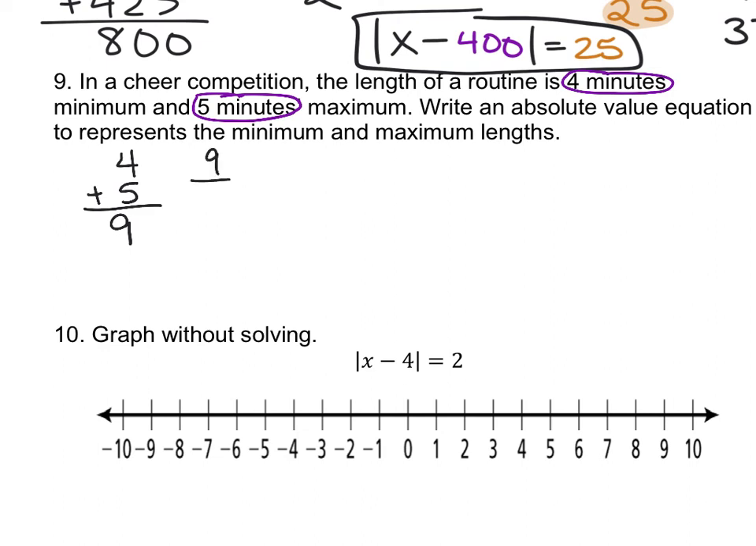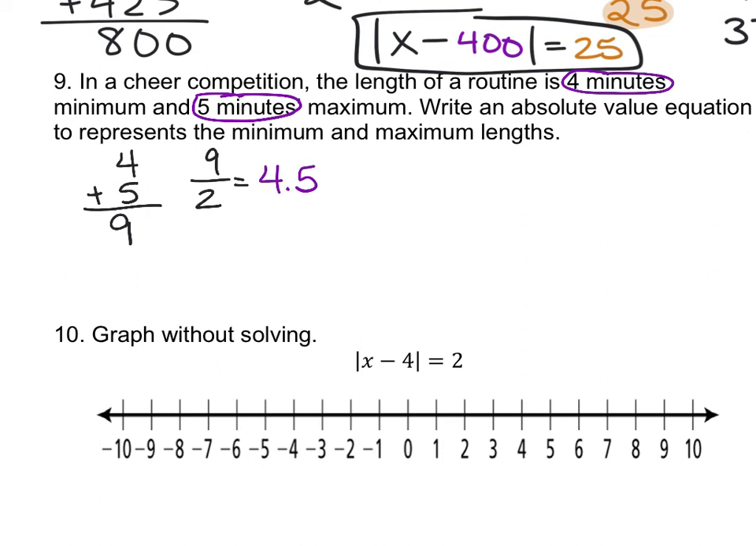What is 9 divided by 2 as a decimal? Well, don't let arithmetic be the thing that messes you up. Grab that calculator if you don't know it. 4.5, that's my average. That's what would be in the middle of them on a number line.